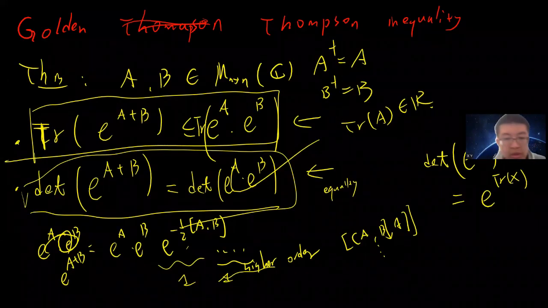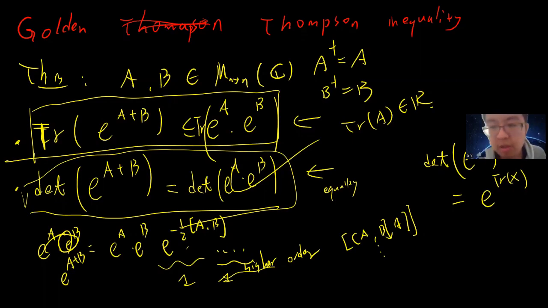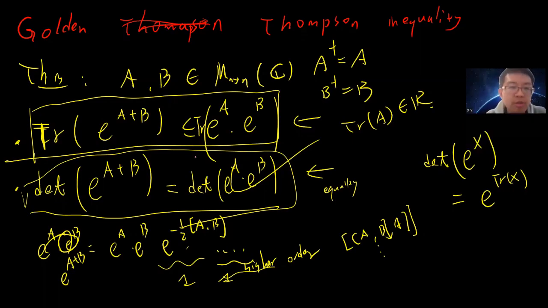Hey, what's up, guys? In this video, following the previous video that I just showed, the goal is to prove the Golden-Thompson inequality. If A and B are complex Hermitian matrices, then the trace of exponential A plus B is less than or equal to the trace of exponential A times exponential B.